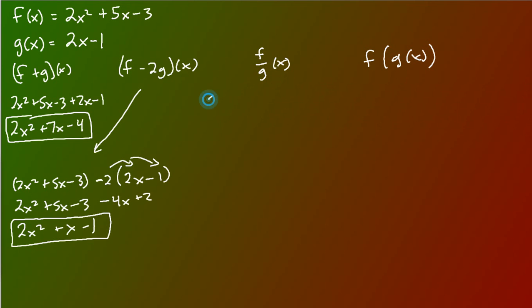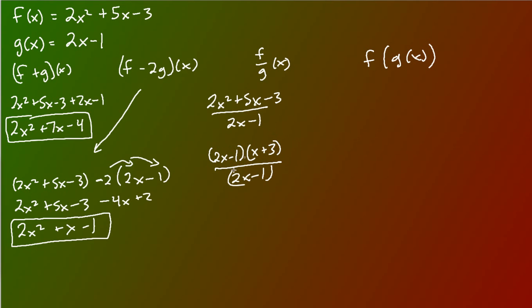f over g, so that's going to be 2x squared plus 5x minus 3 all over 2x minus 1. And I want to see if I can factor this. And it just so happens that I can. Going ahead and doing that. So that's how this top one factors from our factoring chapter. So these cancel, and I get equals x plus 3. All right, so this is f compose g.